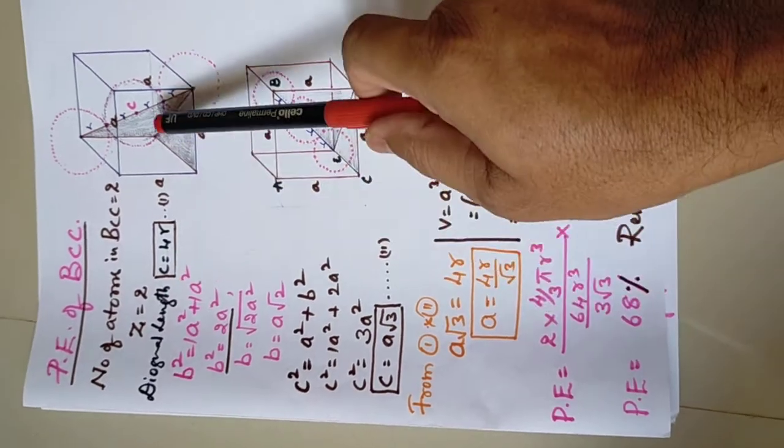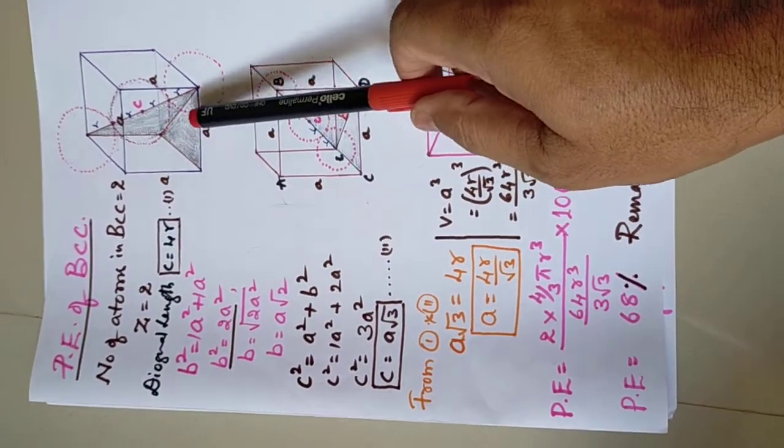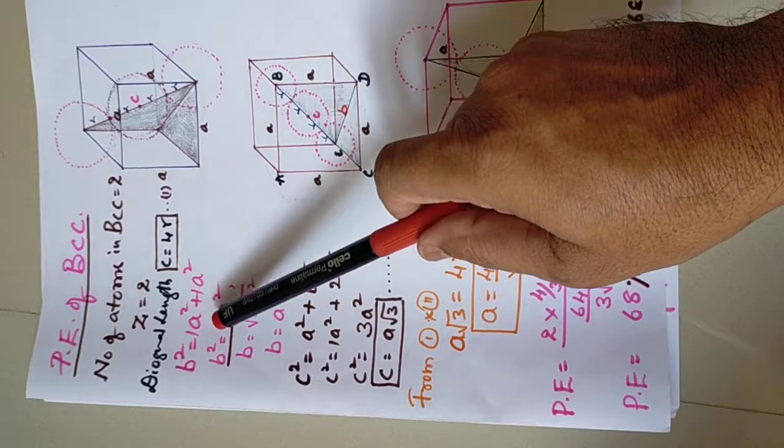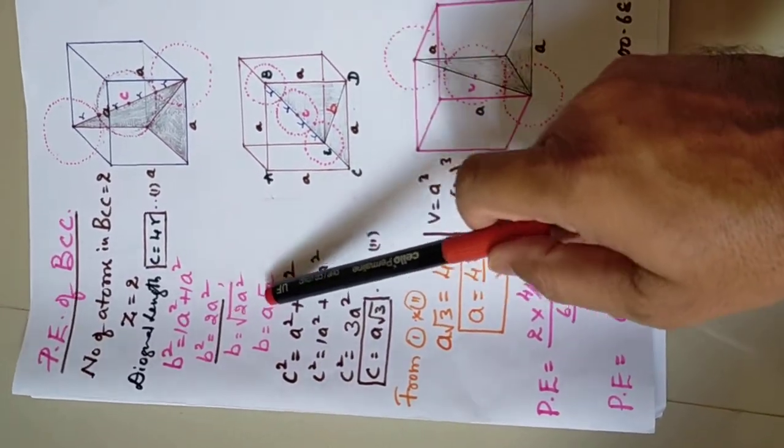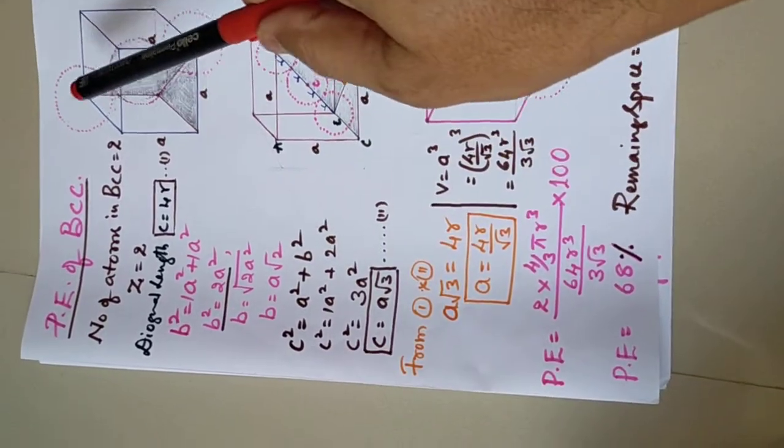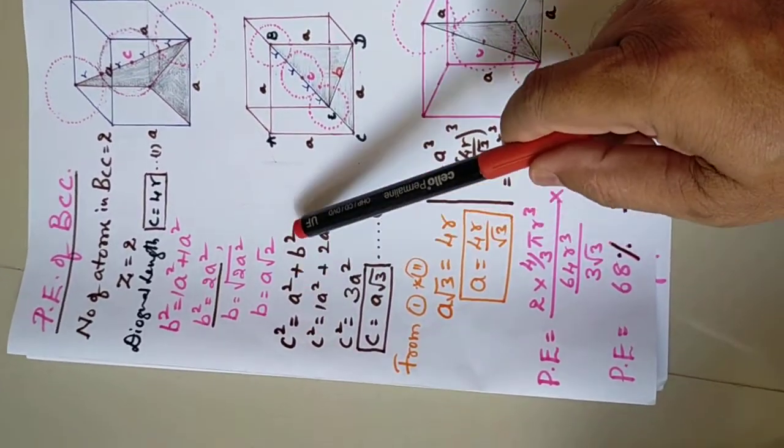B square is equal to again a square plus a square, side and side. Then what we are getting here is that B square is equal to 2a square, and B is equal to a root 2. By simplification you will get that. Again we go for the center body diagonal: c square is equal to a square plus b square.